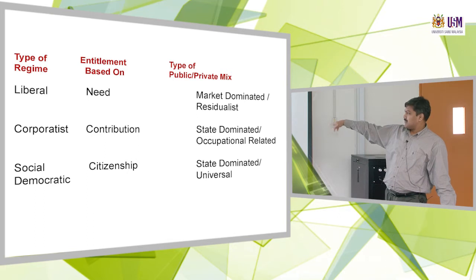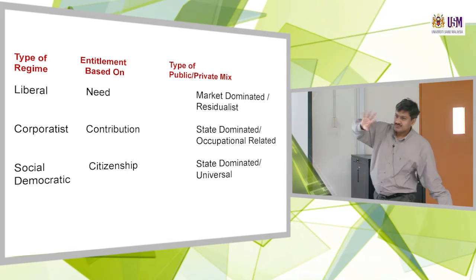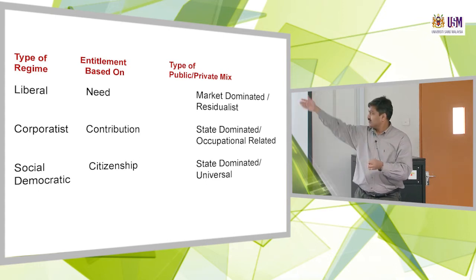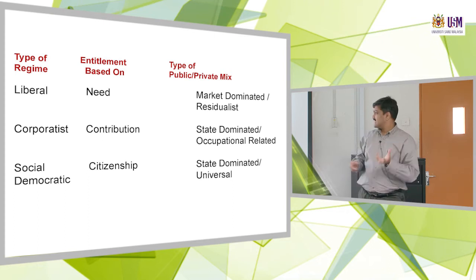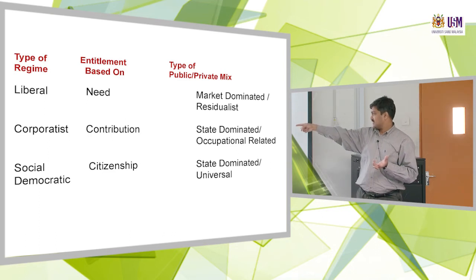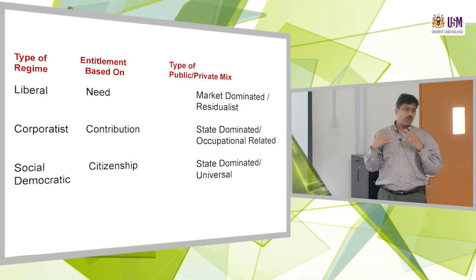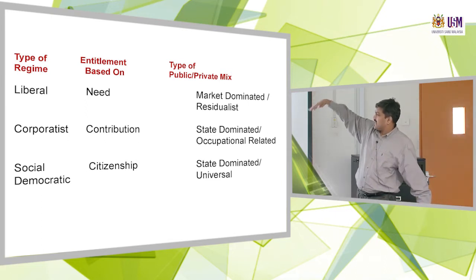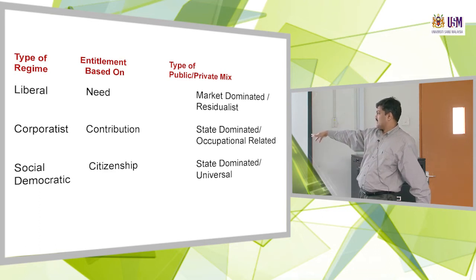Of course, the market also plays an important role. So you see the mix of market and state. If the market is high, maybe you get into the liberal type. If the state is playing a dominant role, it could be conservative or corporatist. The word corporatist basically refers to work related, corporates or industries, occupational related. And social democratic is democratic for everyone. It's based on citizenship. The state is dominant, and it's for everyone. These typologies help. It's very simple, basically.